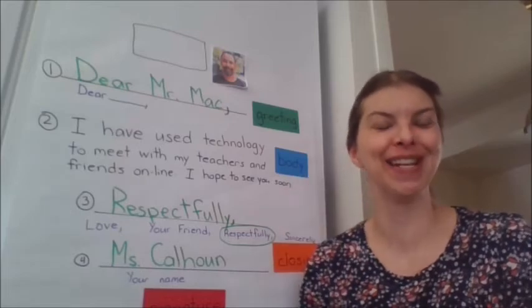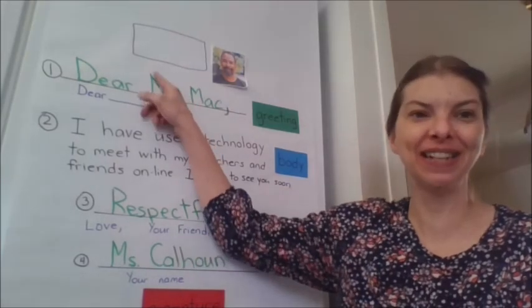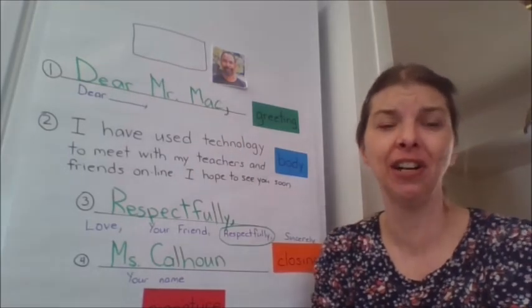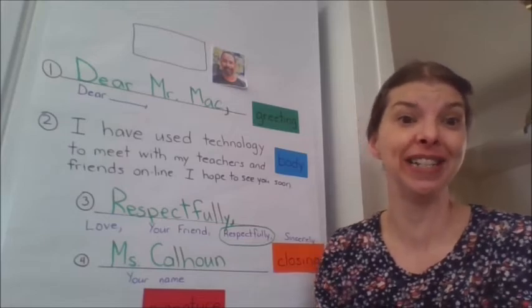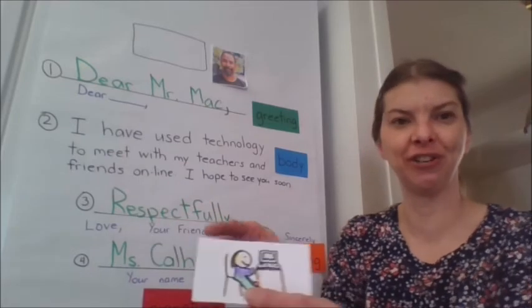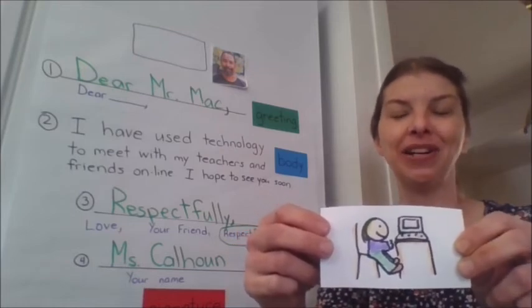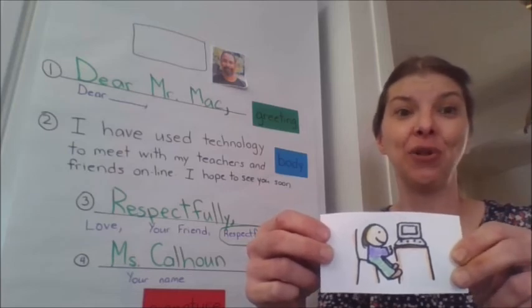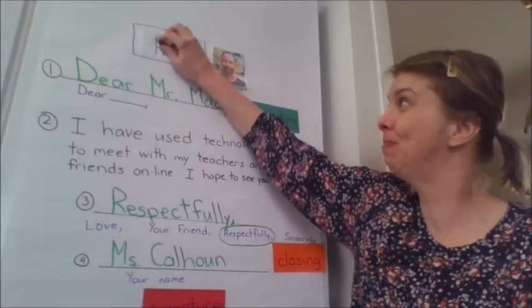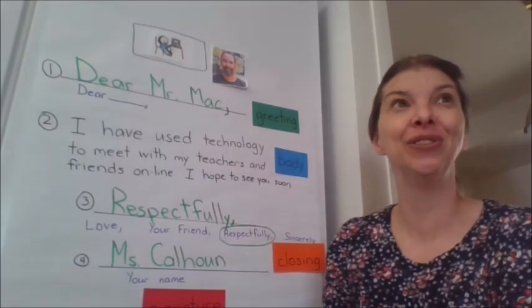Well, I'm back, super writers. There was one more thing I forgot to do on our friendly letter. You can see there's a box next door to our teacher, Mr. Mac. In this box, I want you to draw a picture of Mr. Mac, of you using technology, because that's what my letter is all about. So here it is. I drew a picture of myself. I'm on the laptop working with technology because I know Mr. Mac would be so proud to know that I was using technology while I was working at home. So you can draw a picture on your paper of yourself working on technology, or even draw a picture of Mr. Mac.